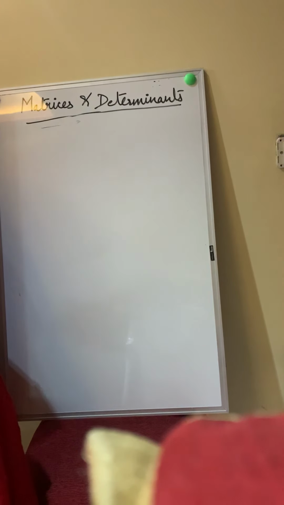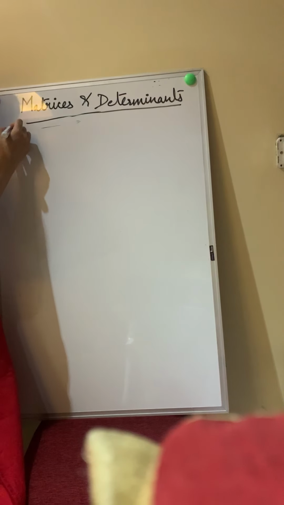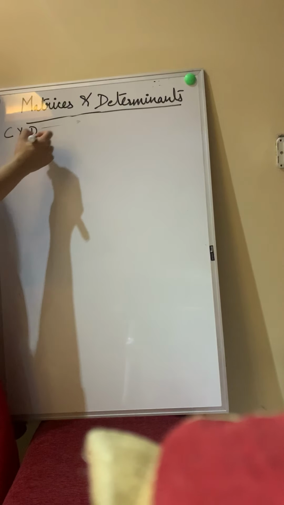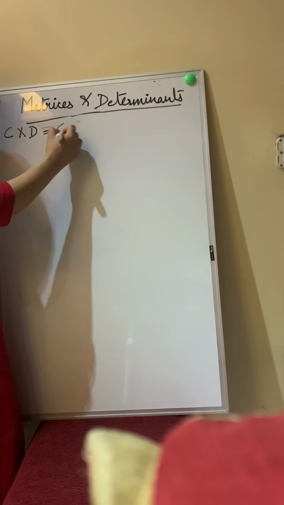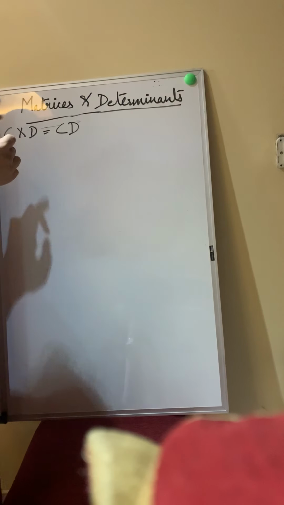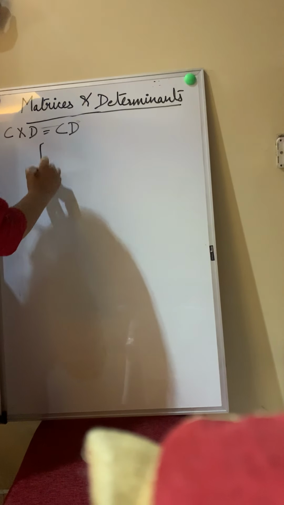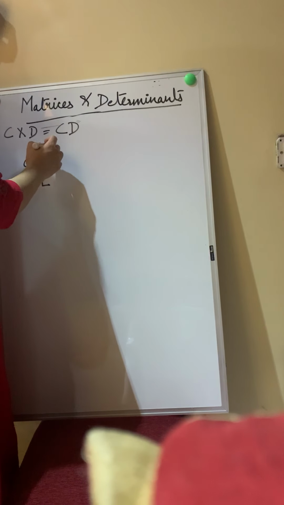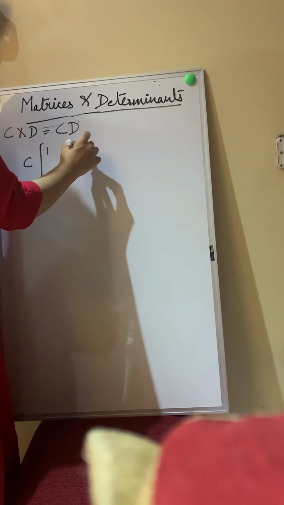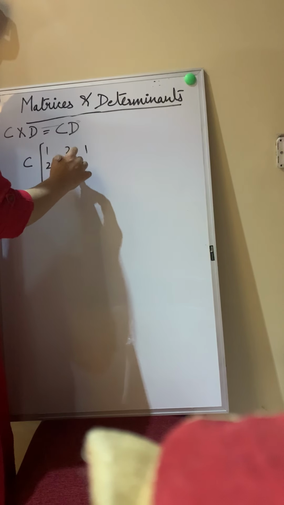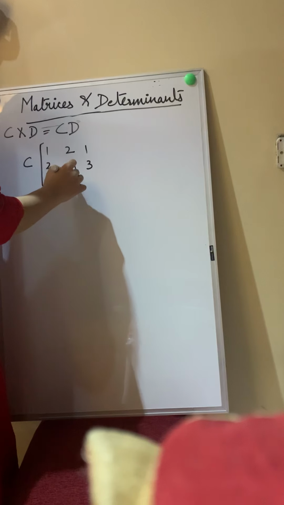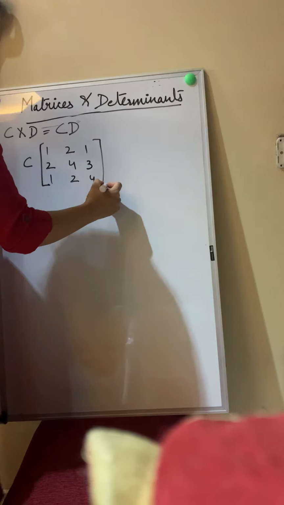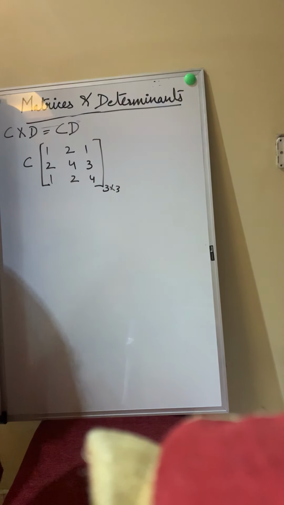Now I am taking a different order. Let's say I have two matrices. One is C and one is D. The resulting matrix I have to calculate is CD. Now this matrix C is, let's say, 3 by 3. It's 1, 2, 1, 2, 4, 3, 1, 2 and 4, 3. This is C.